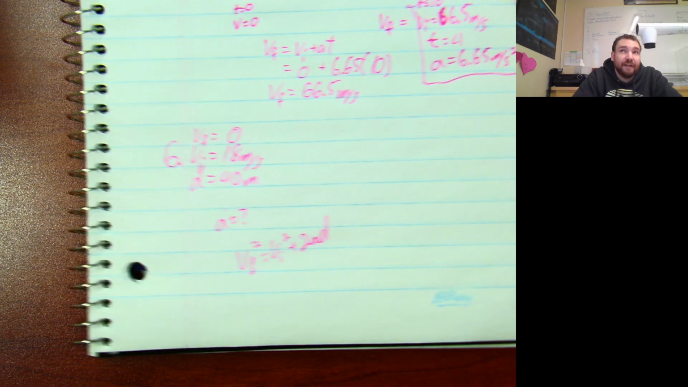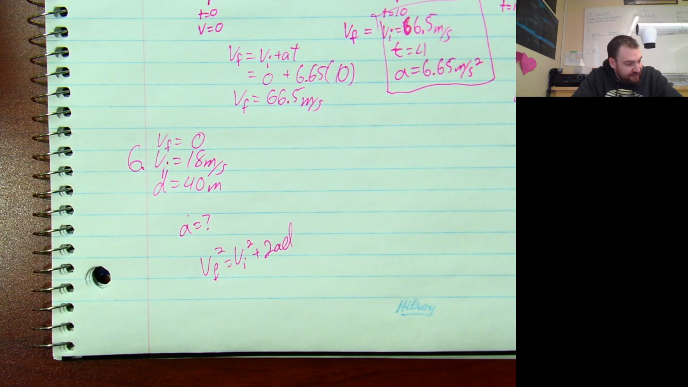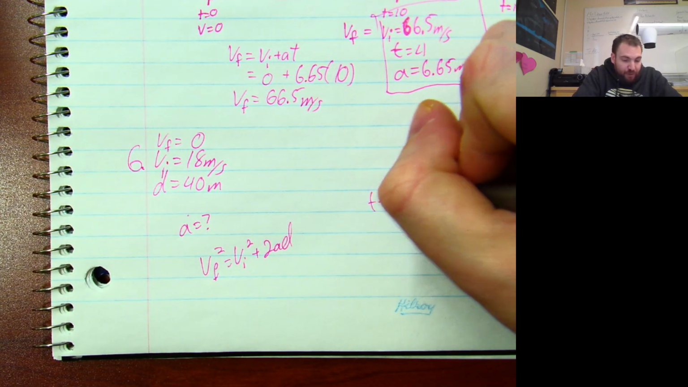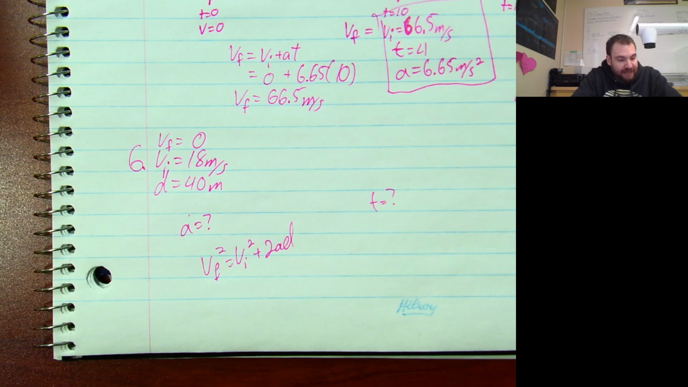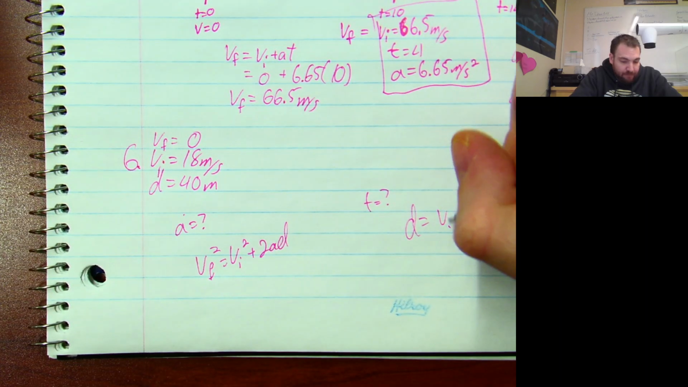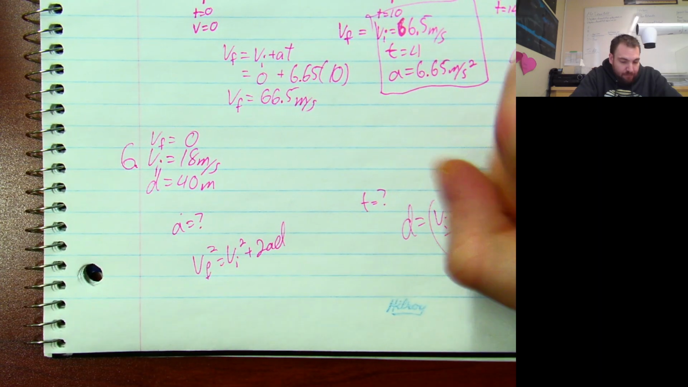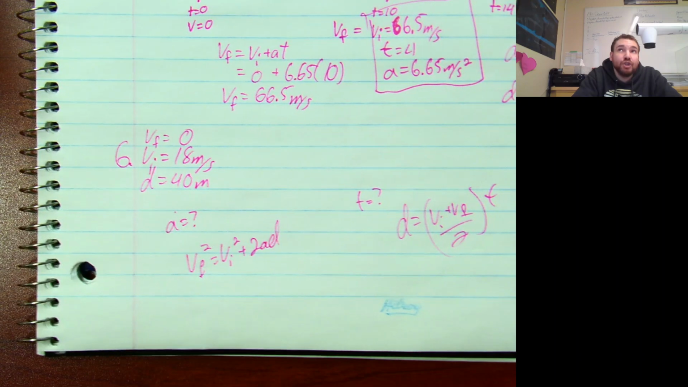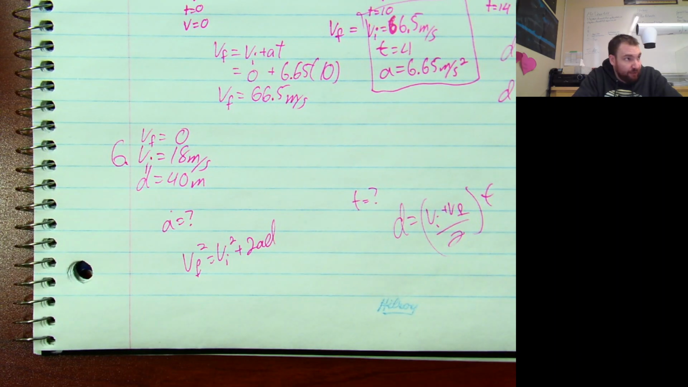Okay, so we could fill that in. And then part B says, how long does it take to come to rest? So what am I looking for there? Time. Which equation relates VF, VI, D, and time? D equals VI plus VF, times t over 2. There it is. Do you want me to actually fill those in and plug in the calculations, or are you good from here?